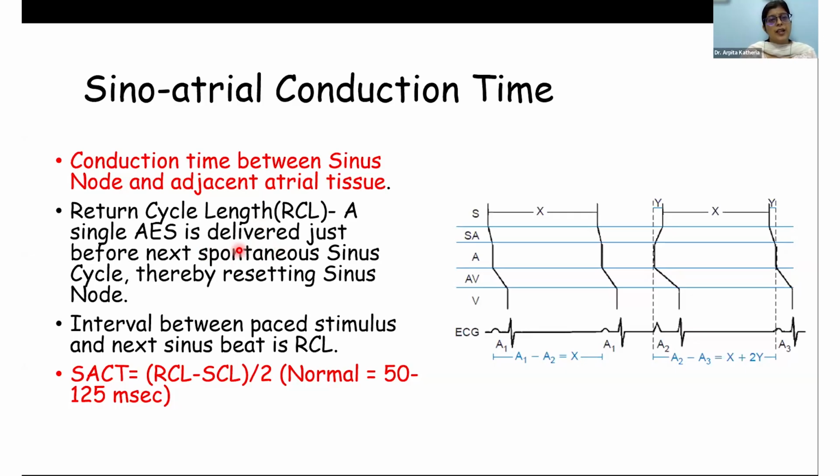So after delivering the AES, just before the next spontaneous sinus cycle, this will reset the sinus node. So we calculate the interval between the paced stimulus and the next sinus cycle beat. This is known as return cycle length. And the difference between the return cycle length and the baseline sinus cycle length, when divided by 2, is known as atrial conduction time. Normal value is 50 to 125 milliseconds. What this shows is the conduction time between the sinus node and the adjacent atrial tissue.